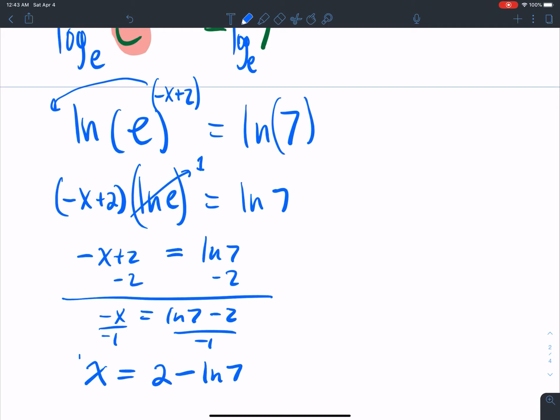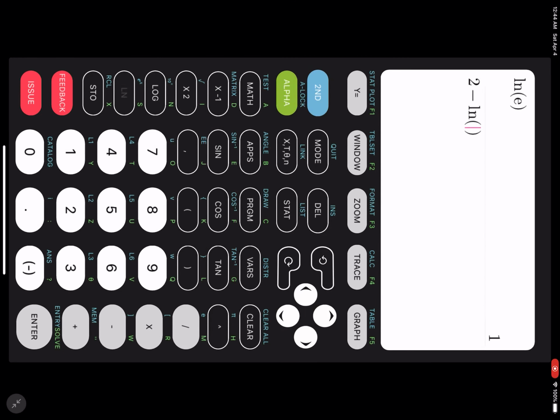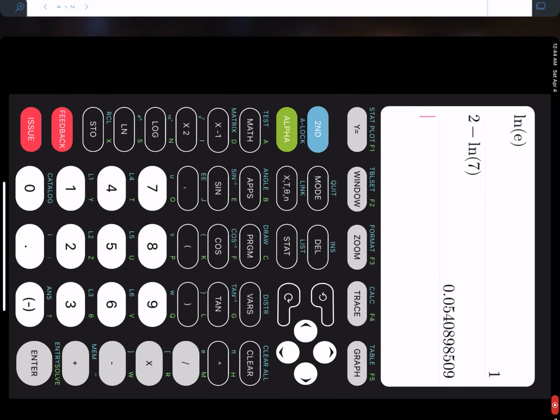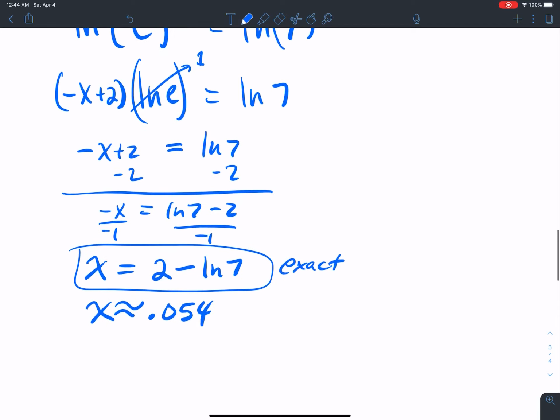That's the exact answer. To get the approximate, type it in your calculator: 2 minus ln 7, and that gives me 0.054. So x is approximately 0.054. Okay? Let's try another one. We're just rolling through these.